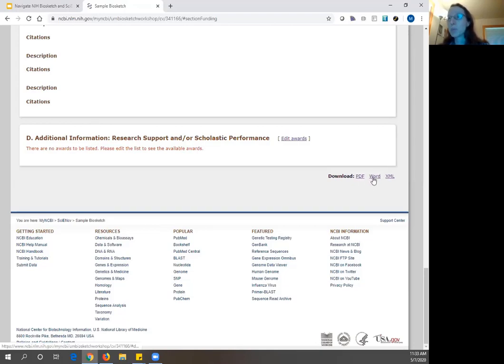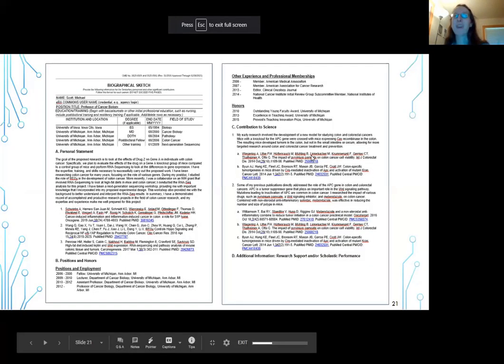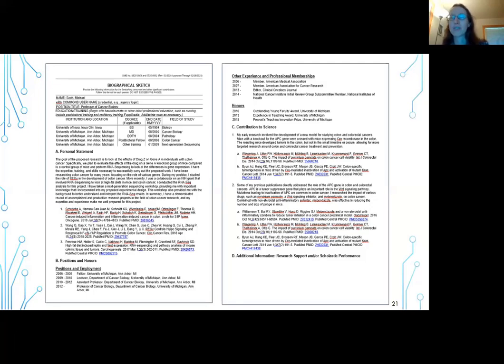I clicked this Word link, and that is how I generated this, once it loads, this biosketch that I've shown you a couple times. This was the Word version. I just shrunk it to fit it all in one slide. But what you can see is you enter information in a very user-friendly form interface in SciENcv. SciENcv does all the formatting for the rest of the output.